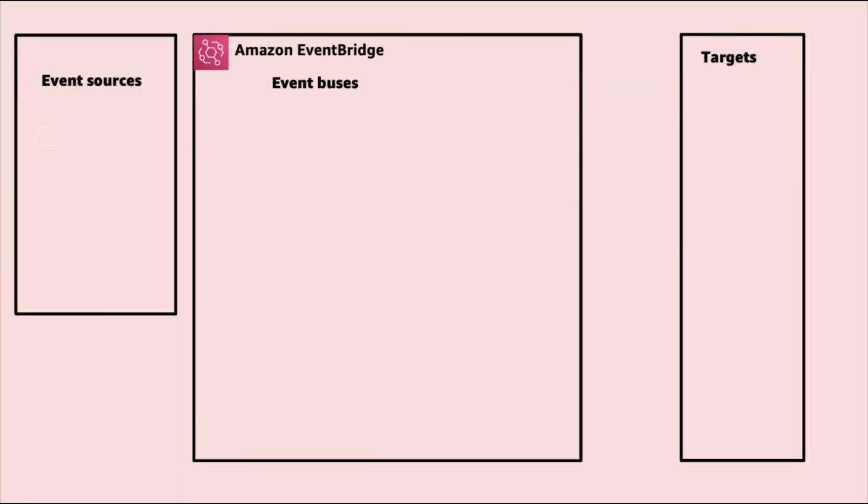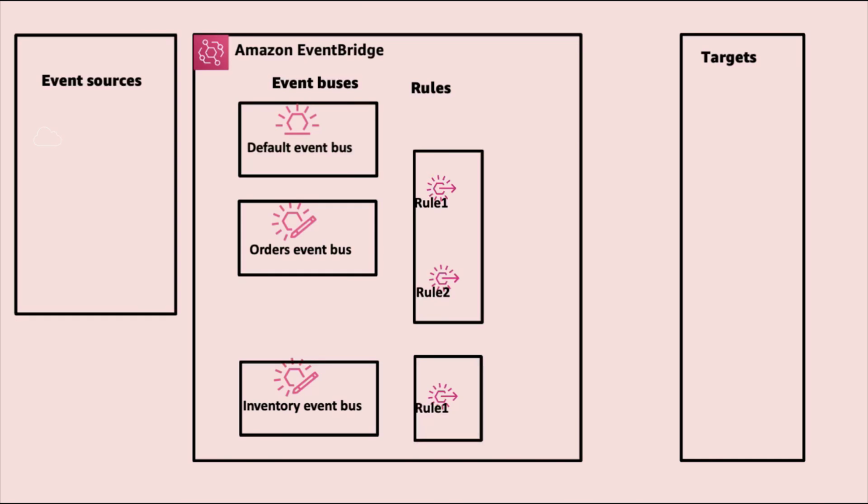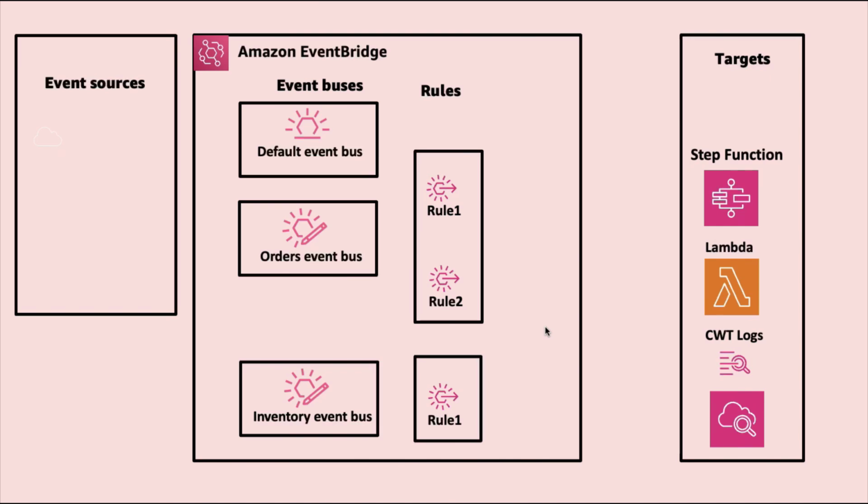So we have a couple of event buses. The default one is the default event bus, and we are creating two event buses: one is orders, the second one is inventory. From a rules perspective, for the orders event bus there are two rules, rule 1 and rule 2, and for the inventory event bus there will be one rule. With respect to targets, we have three: one is the Step Function, second is the Lambda, and the third is the CloudWatch log group.